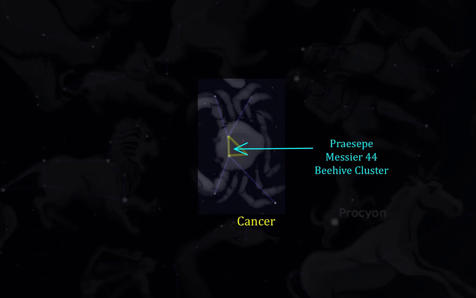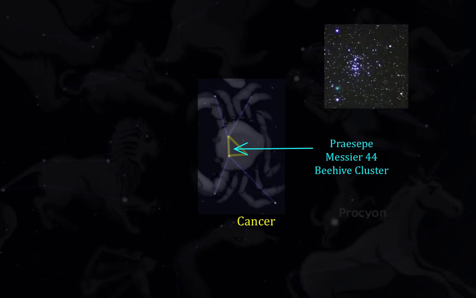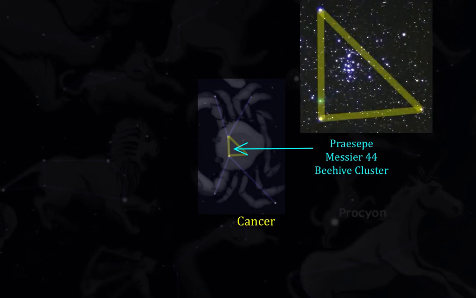It gets the name the beehive cluster because through a small telescope or just a pair of binoculars, you can see hundreds of stars in this small area, and it looks sort of like a swarm of bees around the middle of Cancer the crab. And this is one of the few objects, one of the few star clusters you can see without a telescope. To your naked eye, it just looks like a patch of fuzz. So again, that's Messier 44, Praesepe, or the beehive cluster.